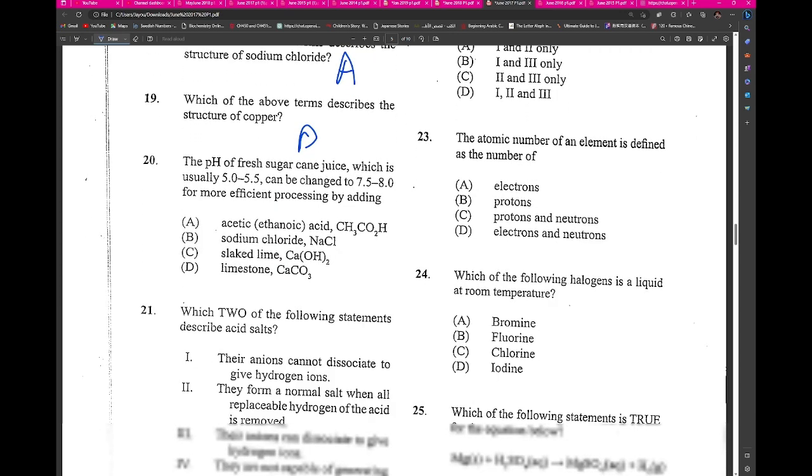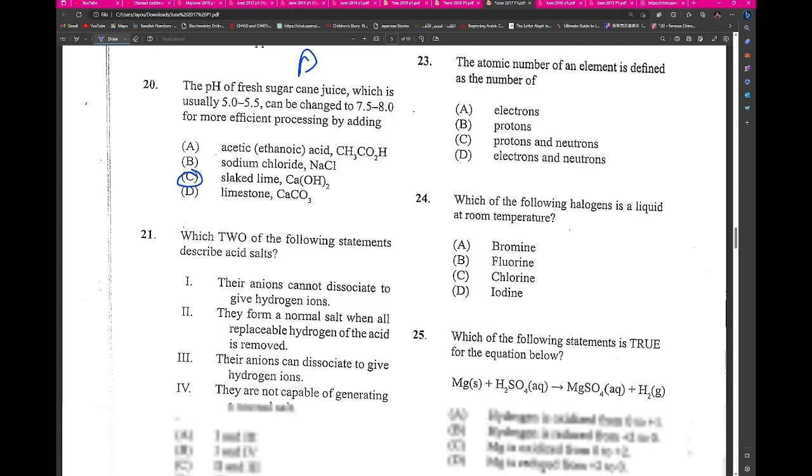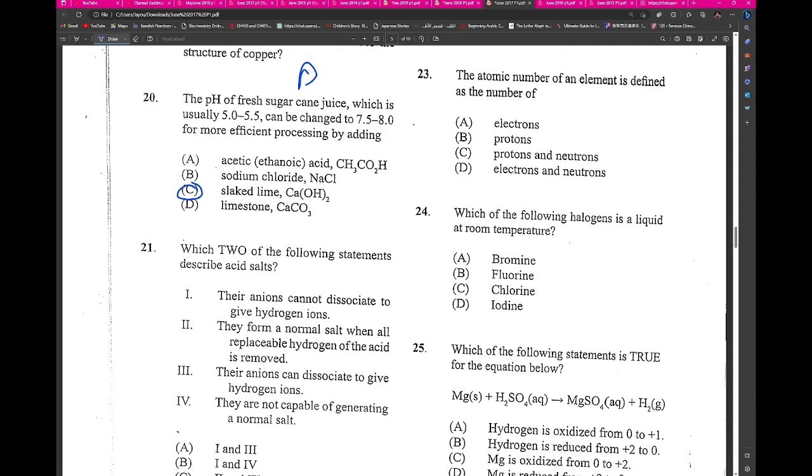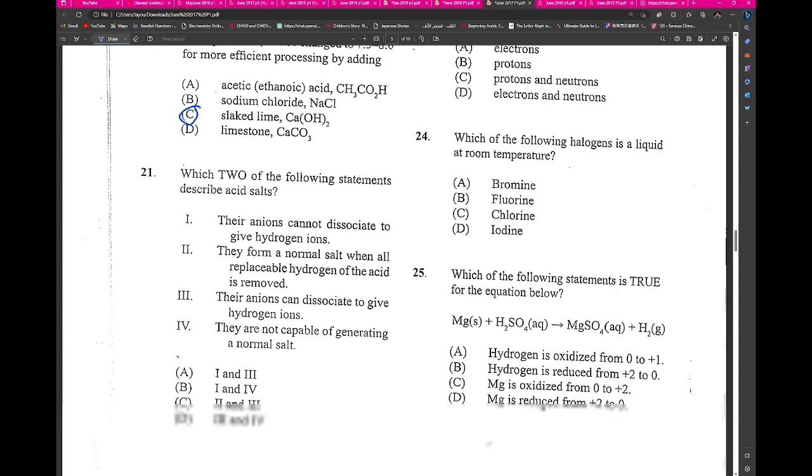Wonderful. Right, the pH of fresh sugarcane juice, which is 5 to 5.5, is changed to 7.5 to 8. This would most likely be due to slaked lime. It's slaked lime, or it's probably limestone. When it's dissolved, the processing would be by adding slaked lime. I think it's limestone granules that are added to it, right? Go with slaked lime.